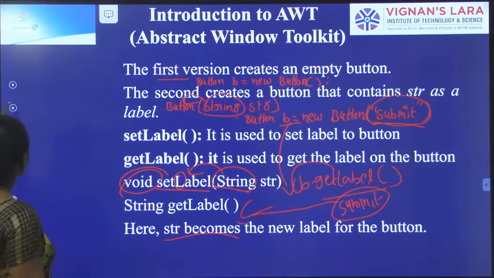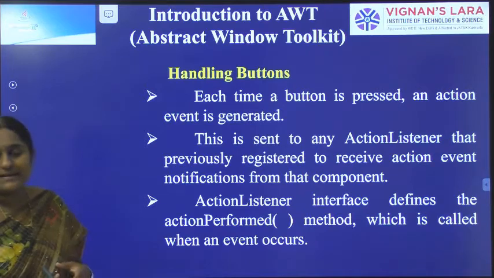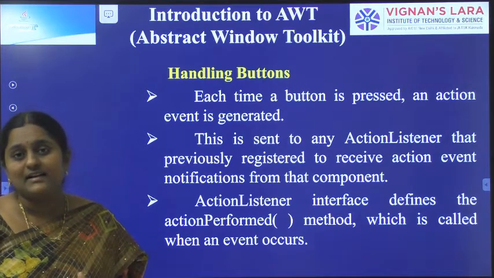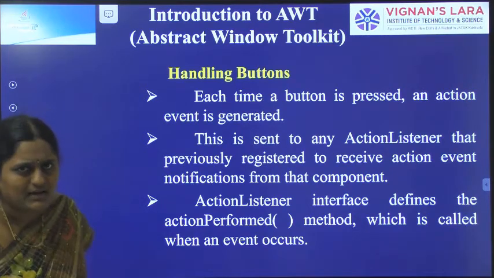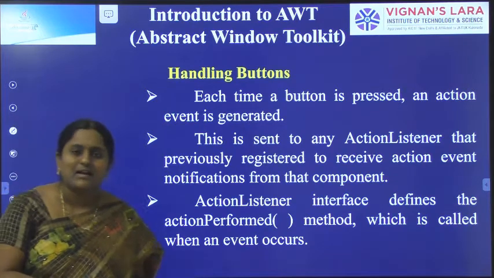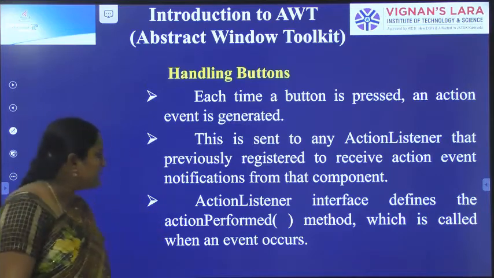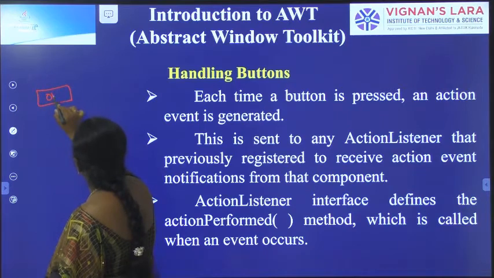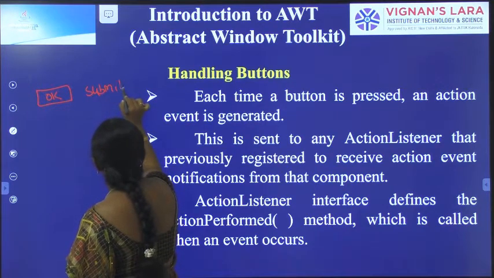Next, how do we handle buttons? Each time a button is pressed, which event is generated? Suppose each time I press the OK button or the Submit button, which event is generated? An action event is generated. We already covered this in the event delegation model concept. Suppose I press the OK button, and next I press the Submit button.